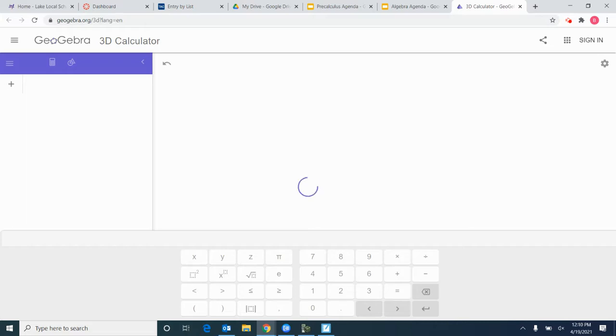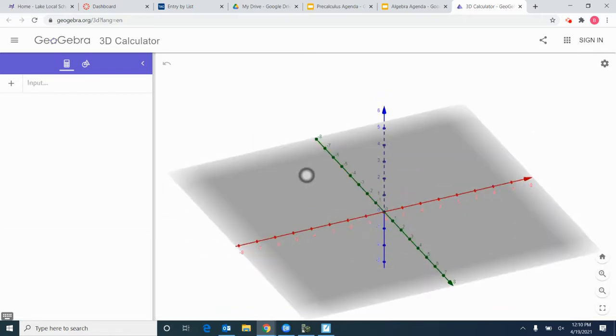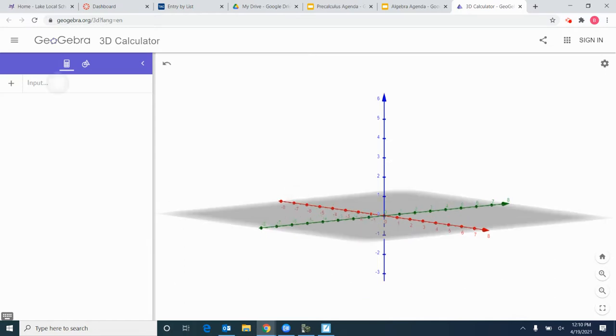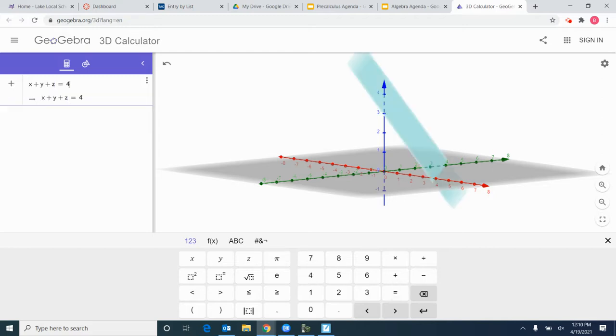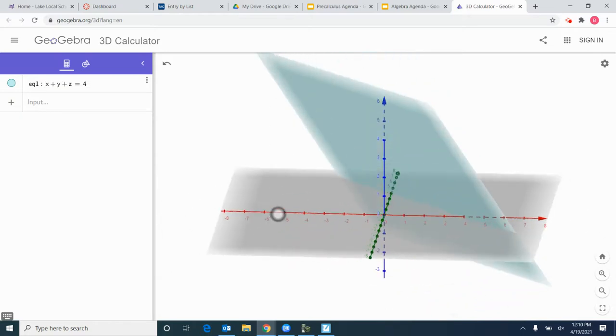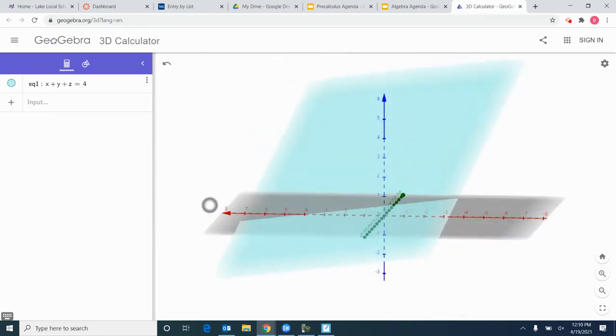So, everybody should have a 3D calculator handy. If it'll load. Okay, so there's our grid. You can rotate it, twist it around, all kind of good things. I'll leave it right there. Let me put in x plus y plus z equals 4. Okay. And you can twist this around a little bit here. And can you tell what that is? A plane. It's a plane. It's like a sheet of paper.